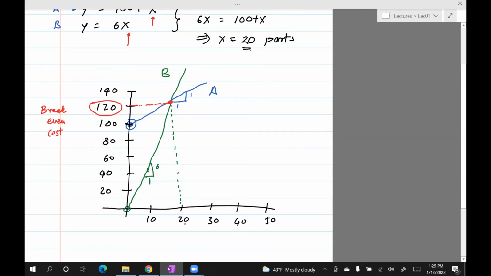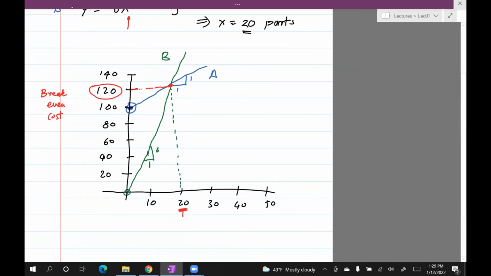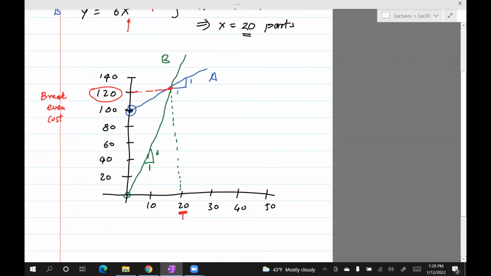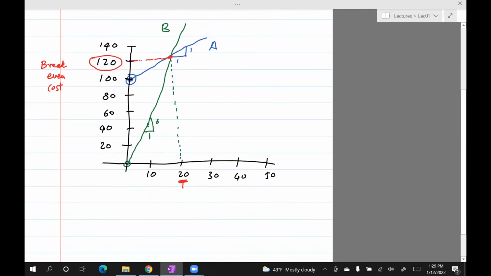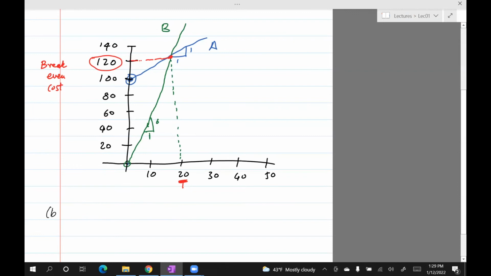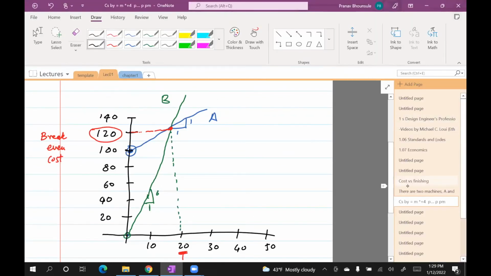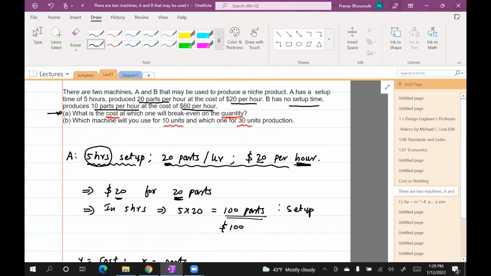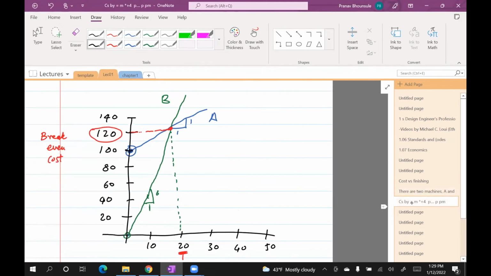And then the quantity is this. So this is another way of doing the same problem without using equations. I mean, you of course need the equations unless you cannot do the plot, but if you don't want to solve the equations, then this is what you do. Now the second part asks which machine will you use for 10 units and which one for 30 units of production. And this is in terms of cost consideration.